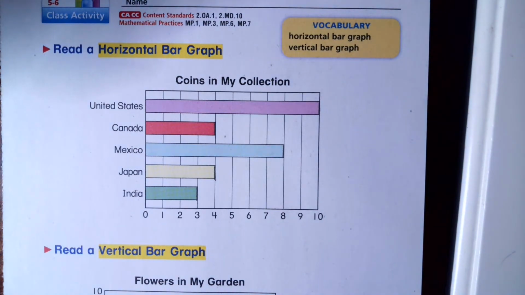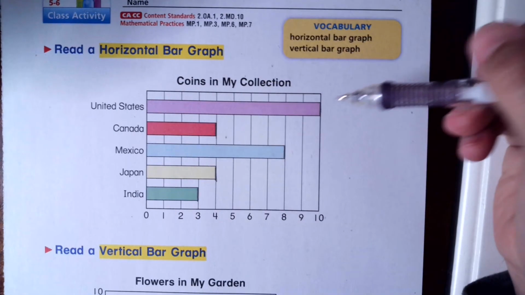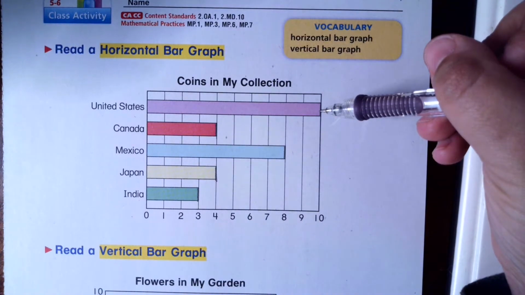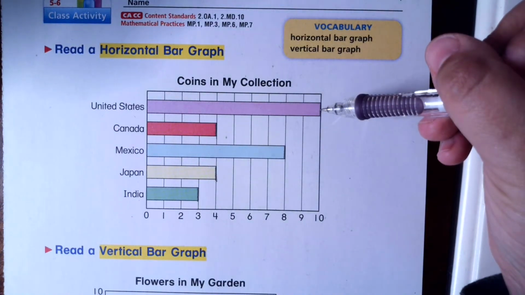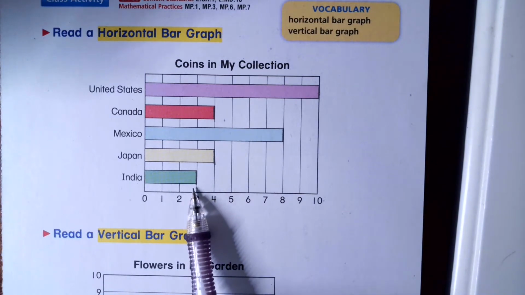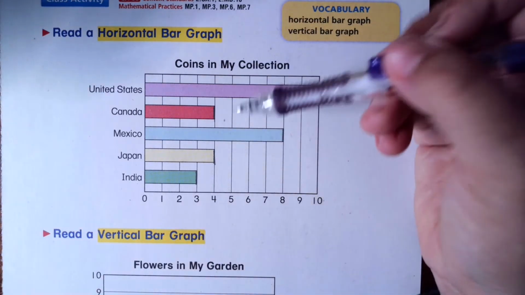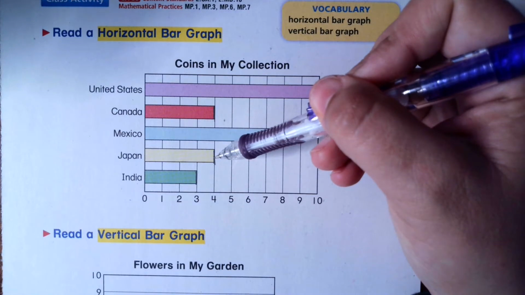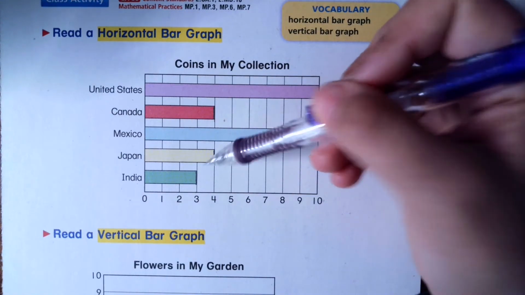So just by looking at this graph, I know a lot of things. I know that the coins in my collection have the most from the United States, the fewest from India. I know that I have the same amount from Canada and Japan.